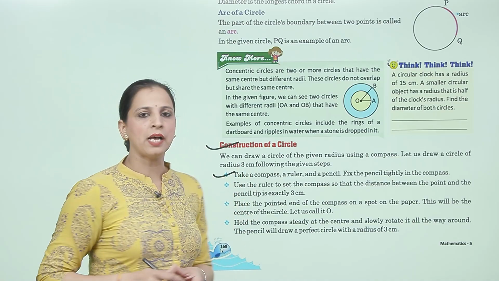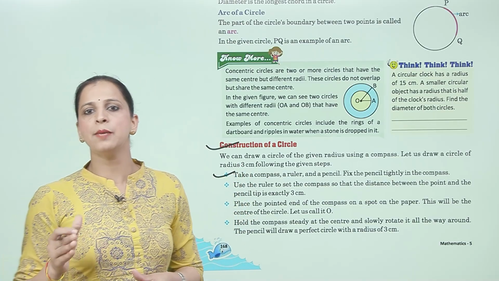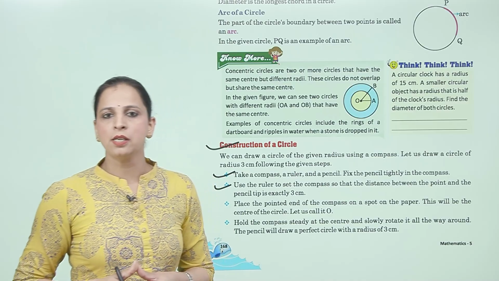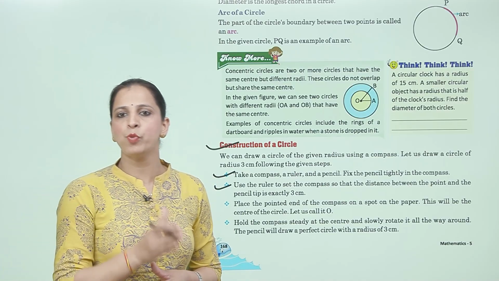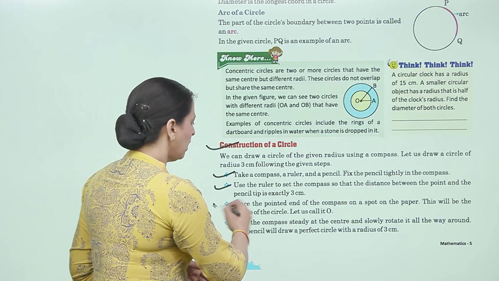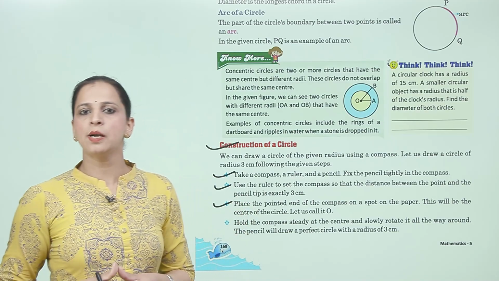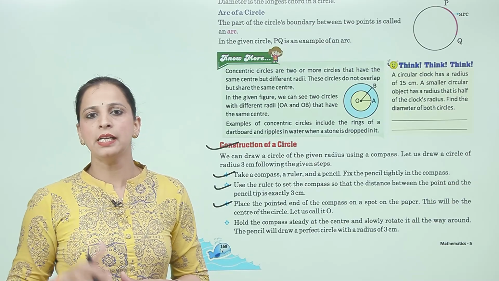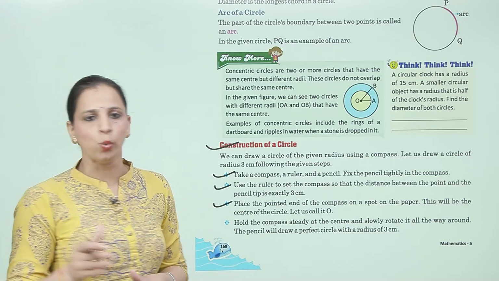Now, take a compass, a ruler and a pencil. Fix the pencil tightly in the compass. Use the ruler to set the compass so that the distance between the point and the pencil tip is exactly 3 cm. Place the pointed end of the compass on a spot on the paper. This will be the center of the circle. Let us call it O.